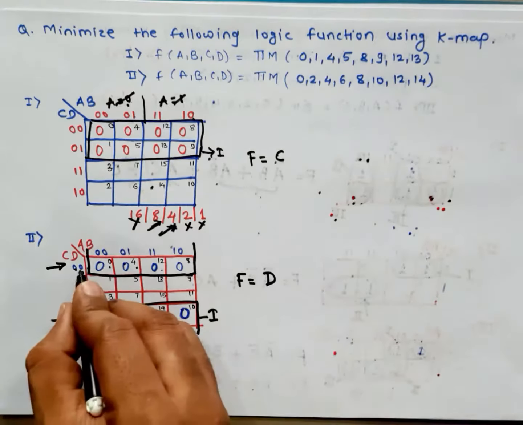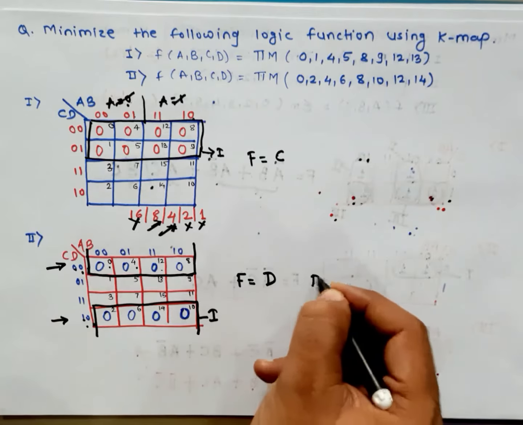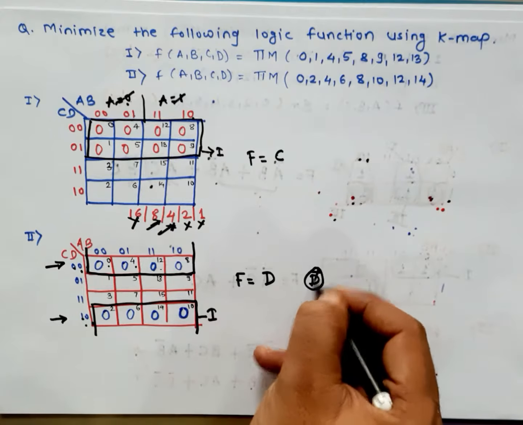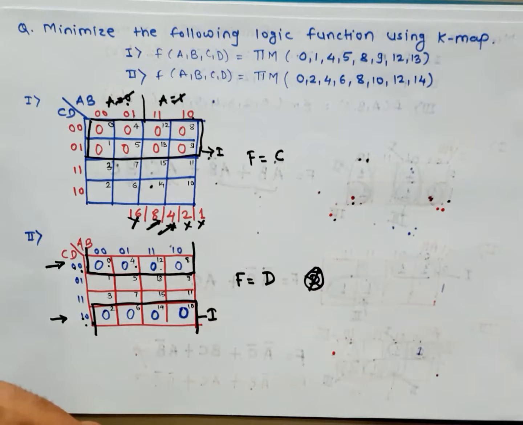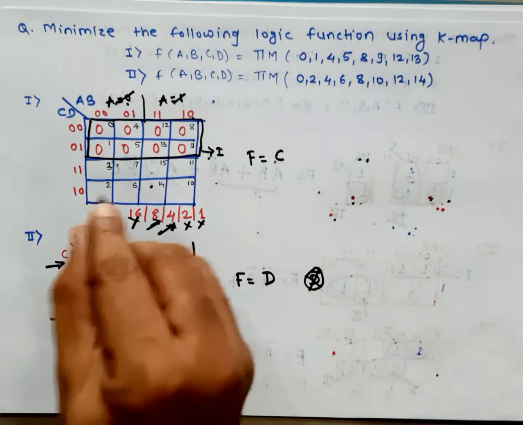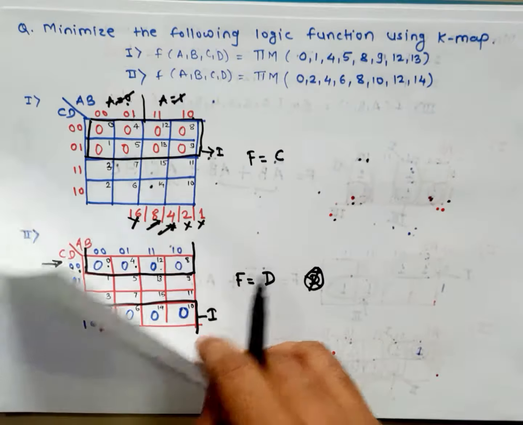If the value of D is 1, then we write down D bar. But here the value of D is 0. That's why we are writing D. Hope you understood both examples. Now we'll see another example.